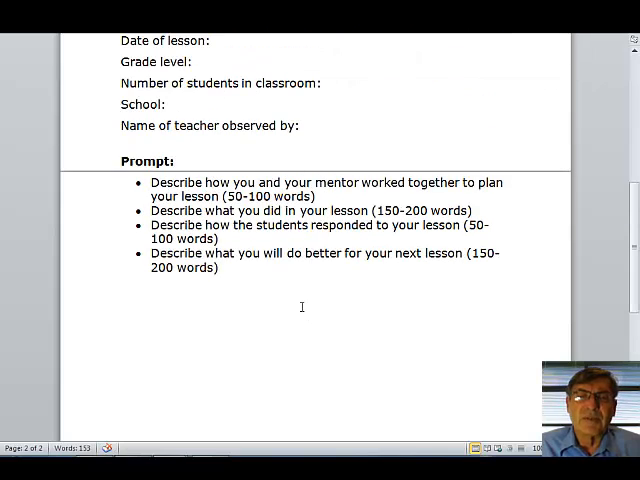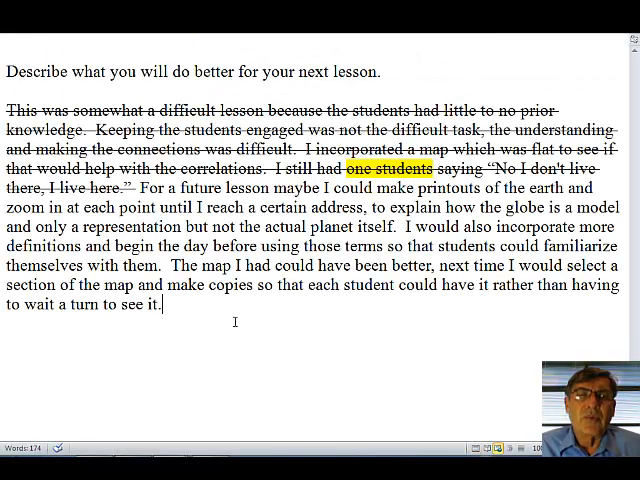Let's look at some examples. Okay, this example has some problems and it has some good parts. Describe what you will do better for your next lesson. Notice that I made some markings on this one. "This was somewhat a difficult lesson because the students had little to no prior knowledge." Nothing wrong with the statement, but it's not describing how you will do better for your next lesson. So I crossed this one out.